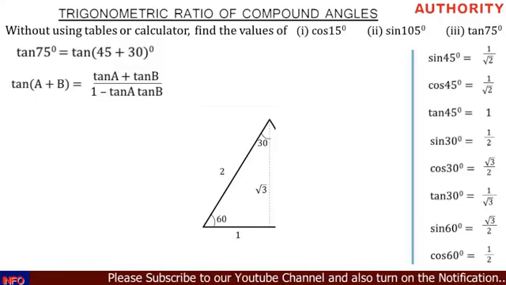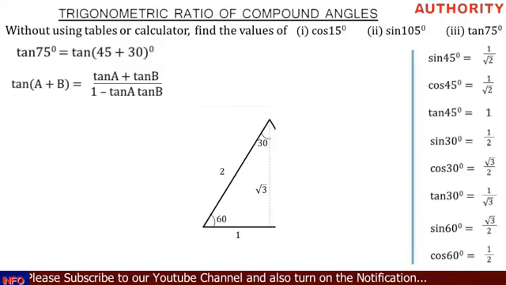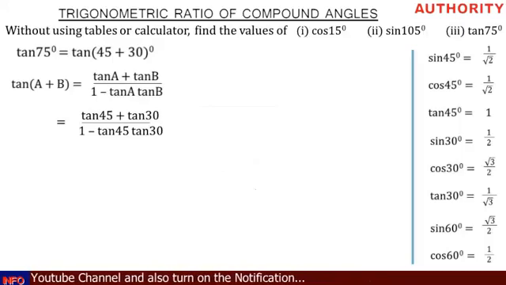So we have found the value for A and then B. Now let's replace it properly. So we say that tan 75 degrees is equal to tan(45 degrees plus 30 degrees).